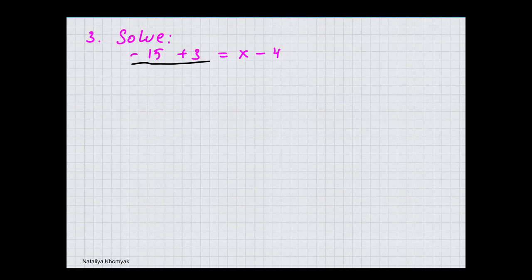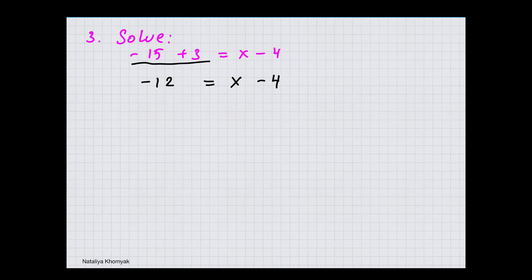In example number 3, we actually have like terms on one of the sides of the equal sign. You want to simplify before you solve. That's a rule of thumb, always. So we have different signs. We're going to look for the difference between 15 and 3. The difference is 12. We had more negatives, so it will be negative 12 equals x minus 4.